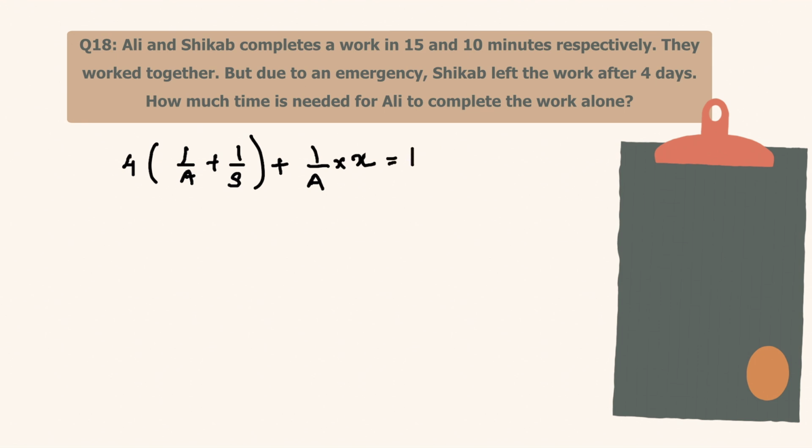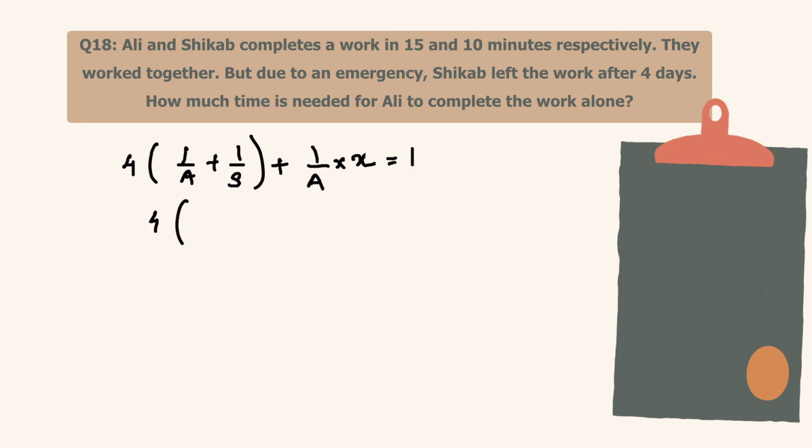We have already solved a similar question. Again write this one and you will easily solve it. 4 days Ali and Shikab worked together. It's given they left after 4 days. If Shikab is left, Ali alone is there. Ali will complete the remaining work in X days. Write this, you can easily solve it.